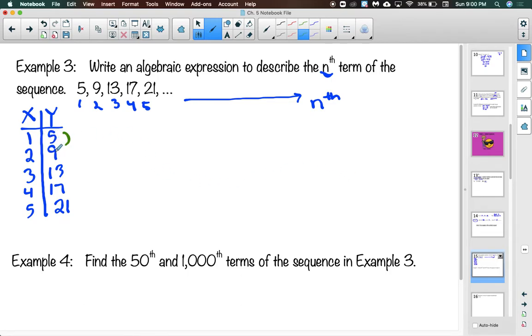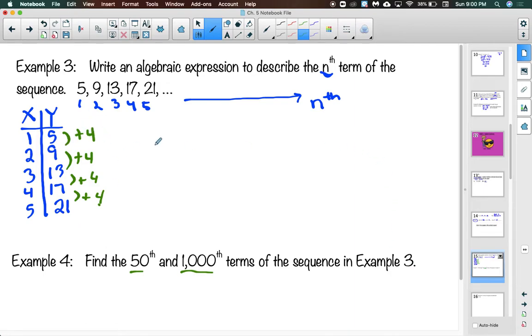So 5 to 9 to 13 to 17 to 21, we're just adding 4 each time. Plus 4, plus 4, plus 4, plus 4. And that's going to be the rule forever and ever. If I wanted to, I could find the 50th term of a sequence by just adding 4 every time all the way up to the 50th term. It would take a while, and it'd be really hard to do that for the 1000th term. So a little algebra can help us speed this process up.